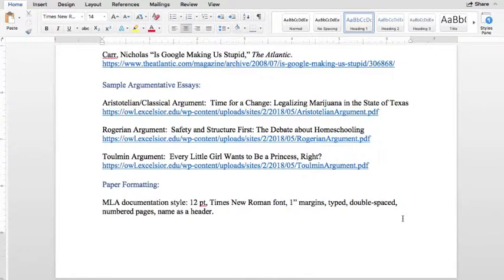So there's no real structure to the essay, so much as really just telling me a story. So beginning, middle, and end. If you have questions, though, please let me know. This shouldn't take you too long.